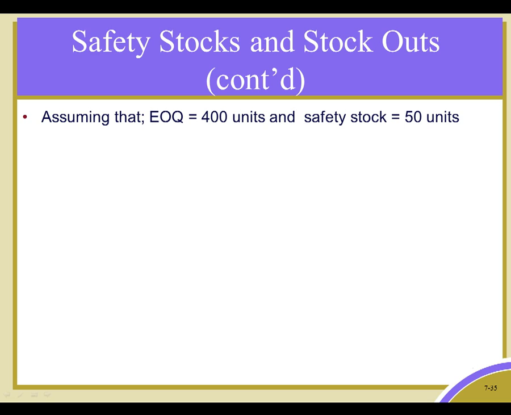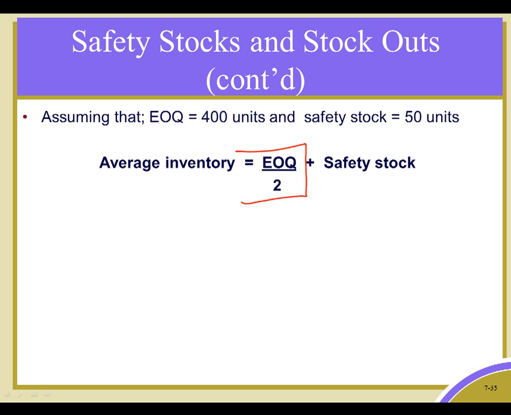So what we will discover is that our average inventory, if we have no safety stock, would just be the economic order quantity divided by 2, and we would have 0 at the low point and the economic order quantity of 400 at the high point in inventory. On average, we would have 200. If we also incorporate safety stock, the average inventory is the economic order quantity over 2 plus the safety stock.